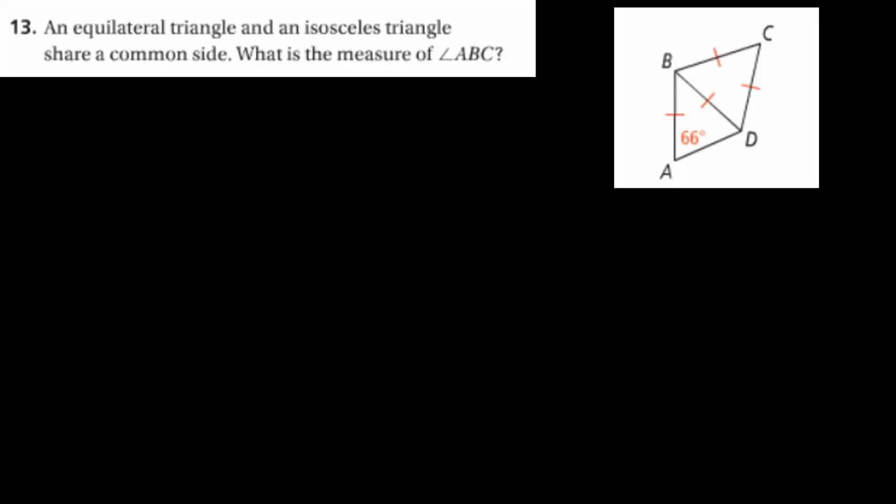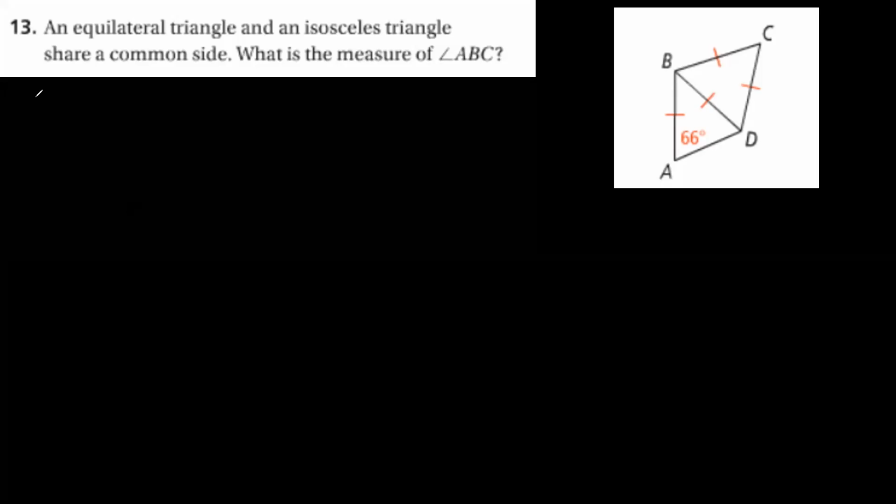Now, in this question here, there's an equilateral triangle and an isosceles triangle that share a common side BD. What is the measure of the angle ABC?